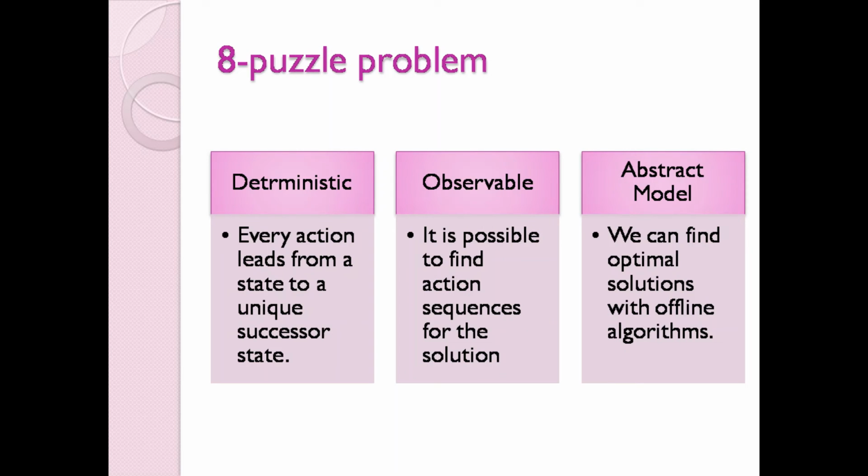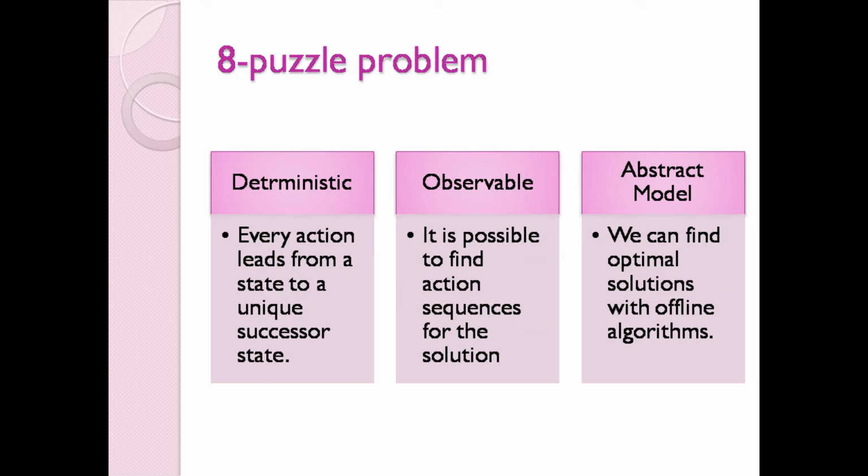The 8 puzzle problem is deterministic, which means that every action leads from a state to a unique successor state. So I can call this a deterministic problem. It is furthermore observable, that is, the agent always knows which state it is in. These factors I am explaining are related to your AI concept. Whatever agents and environment we are using, we have to describe according to the AI concept whether it is deterministic, fully observable or partially observable. All the factors we need to define for AI.